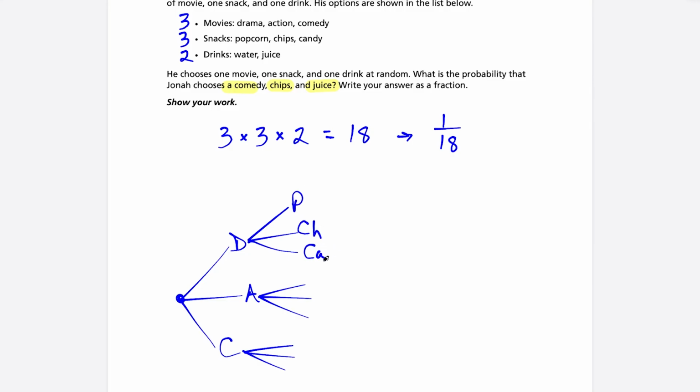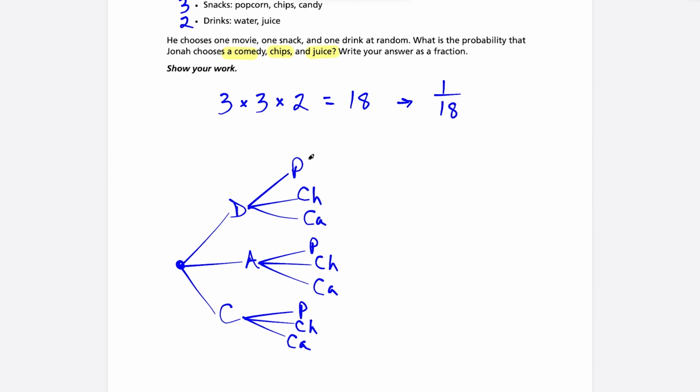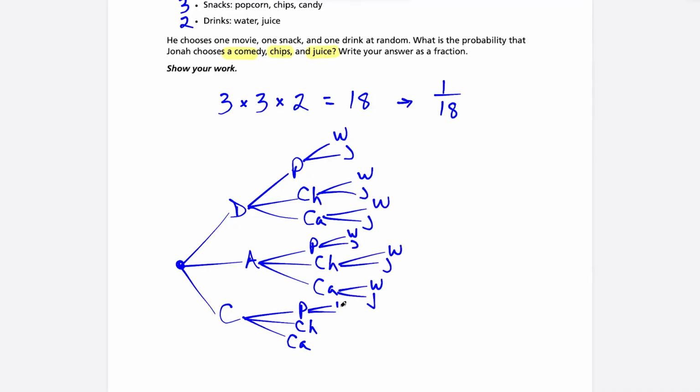And I'll just throw in 2 letters so that it distinguishes the listing here from the original listing of comedy. So we have popcorn, chips, candy. We have popcorn, chips, candy. And then from here, there are 2 options for drinks. There's water or juice. So now I'm going to draw 2 branches coming out of each of these, and it's going to be water or juice. And we could do this all the way down.